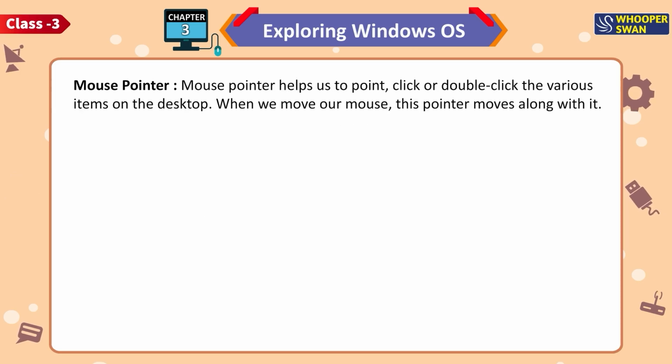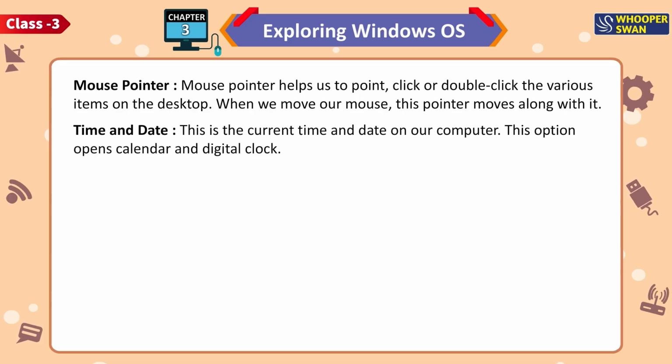Mouse pointer. Mouse pointer helps us to point, click or double-click the various items on the desktop. When we move our mouse, this pointer moves along with it. Time and date. This is the current time and date on our computer. This option opens calendar and digital clock.